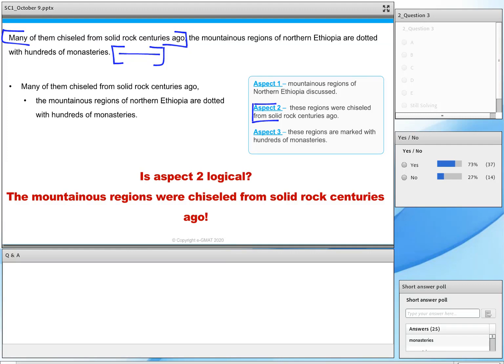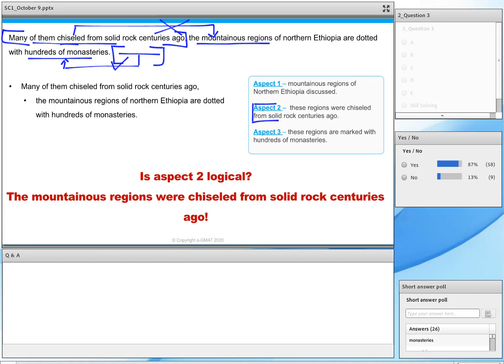I'm glad to see that most of you are saying yes, because that indeed is the correct thing to do in this sentence. Why? Because when the modifier is placed next to the mountainous regions, I have no doubt in understanding that chiseled is talking about mountainous regions, and I don't want this meaning because it is not logical. So how can I correct this sentence? All I need to do is place this modifier next to hundreds of monasteries, the entity that it should actually be talking about. So if I lift this modifier and place it next to hundreds of monasteries, it will now associate with the closest noun, which is hundreds of monasteries. And then the meaning that it will present will be the logical meaning.